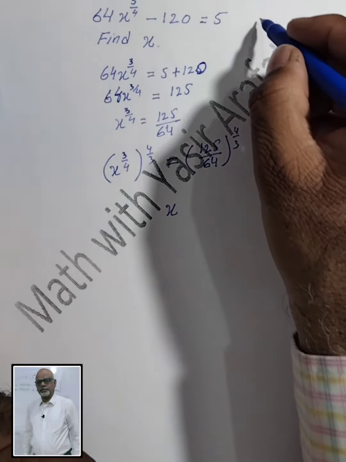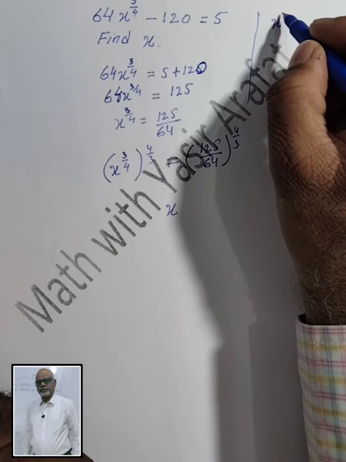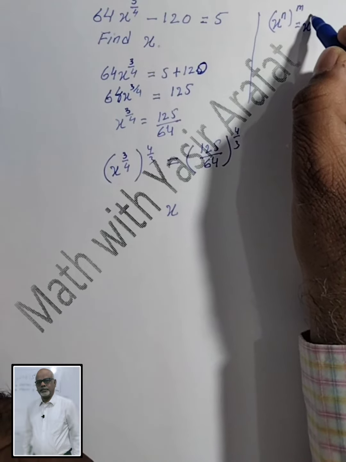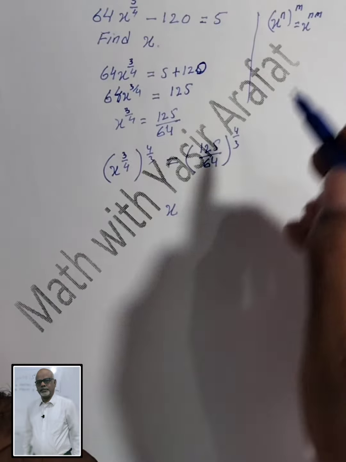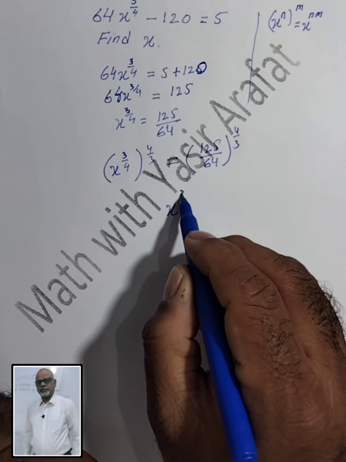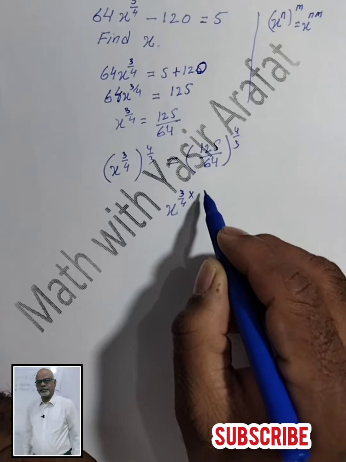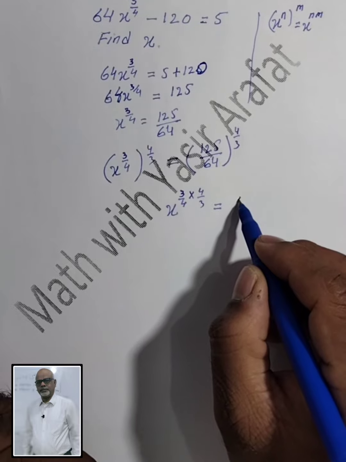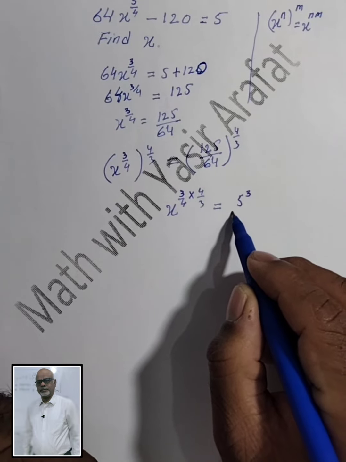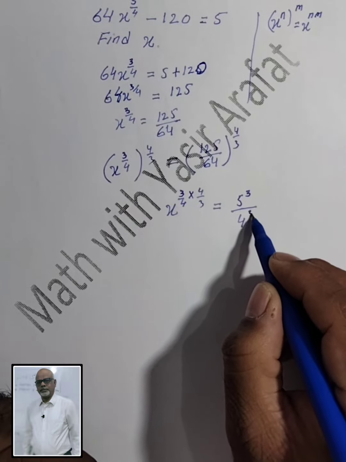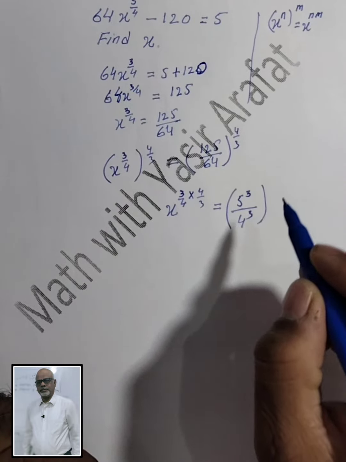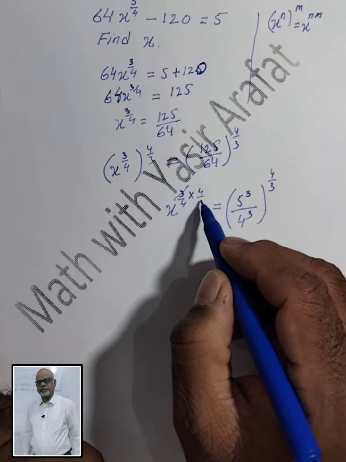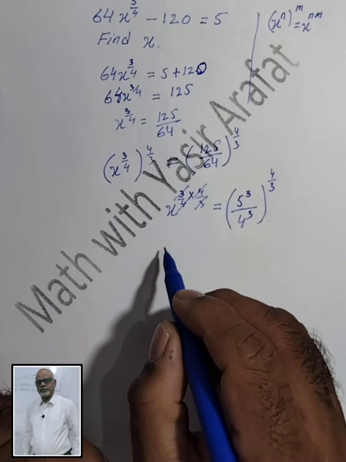If we have a double power, x power n to the whole power m, that can be written as x power n multiplied by m. So we have to apply this rule here. This is 3 over 4 multiplied by 4 over 3. And here 125 means 5 power 3, and 64 means 4 power 3, raised to 4 over 3. So this 3 will cancel out with this one, and this 4 will cancel out with this one.